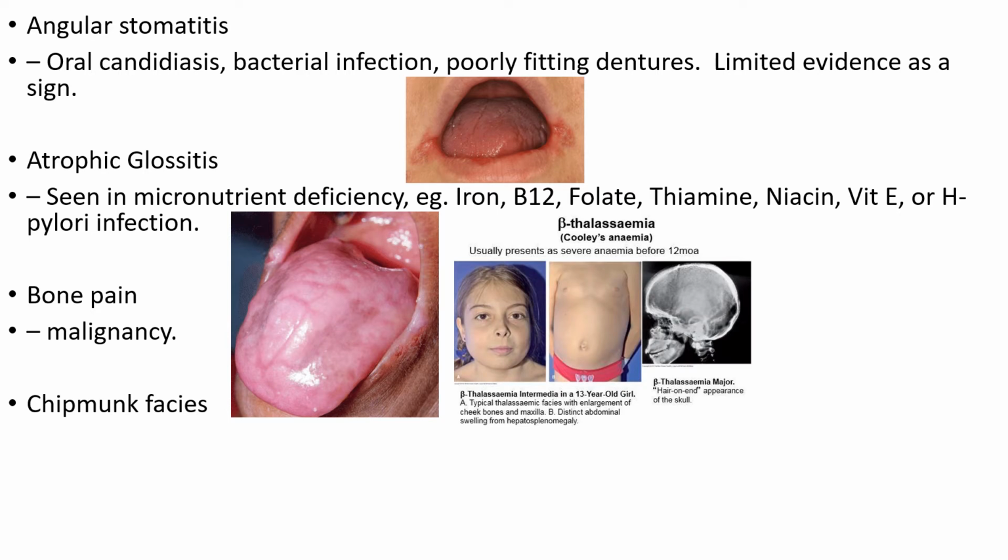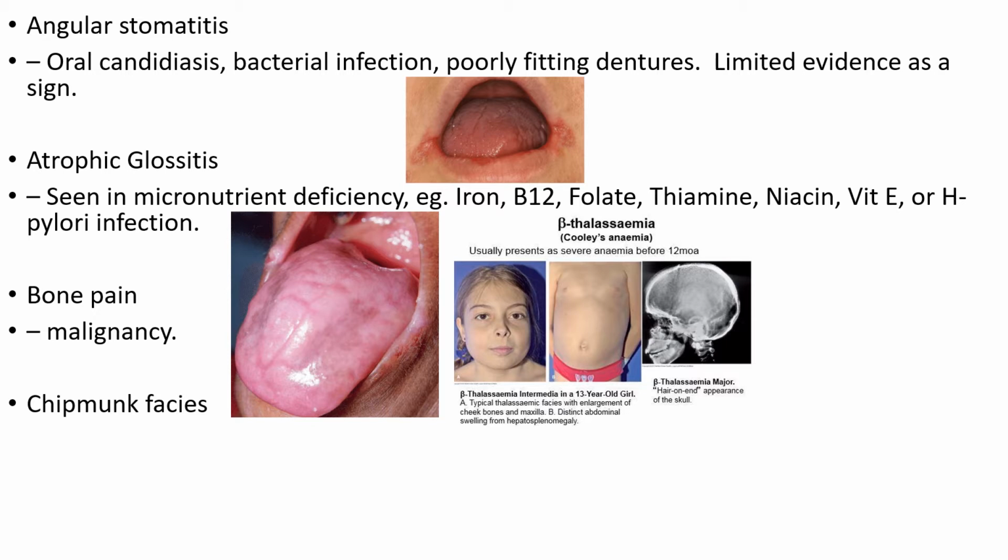Chipmunk faces. Okay, you may see this in beta thalassemia. One of the things that can cause it is extramedullary hematopoiesis. The reason it causes that is because you're not making normal hemoglobin, and therefore you have an increased rate of destruction of them, and the extramedullary hematopoiesis can occur in the facial bones, and it can occur in quite a lot of other places as well.